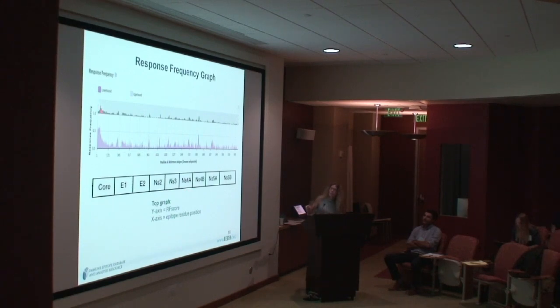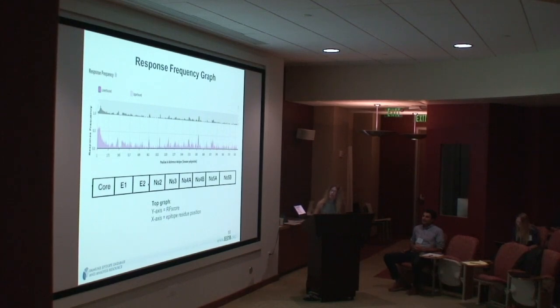The top graph is the response frequency graph. This is the response frequency on the y-axis, and the epitope residues along the x-axis, and this will tell you what it's being mapped to here. You can see I overlaid the schematic of the proteome from HCV to show you where the proteins lie, so you get an idea. This does not come with the output, but you get an idea.